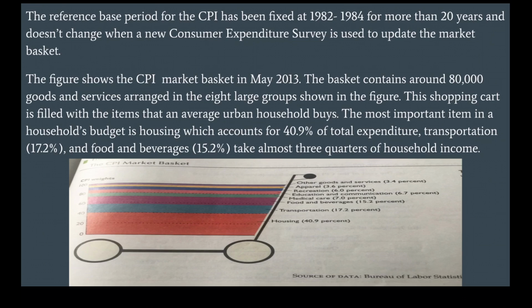The figure shows the CPI market basket in May 2013. The basket contains around 80,000 goods and services arranged in the 8 large groups shown in the figure. This shopping cart is filled with the items that an average urban household buys. The most important item in the household's budget is housing, which accounts for 40.9% of total expenditure, transportation 17.2%, and food and beverages 15.2%, taking almost 3/4 of households' income.